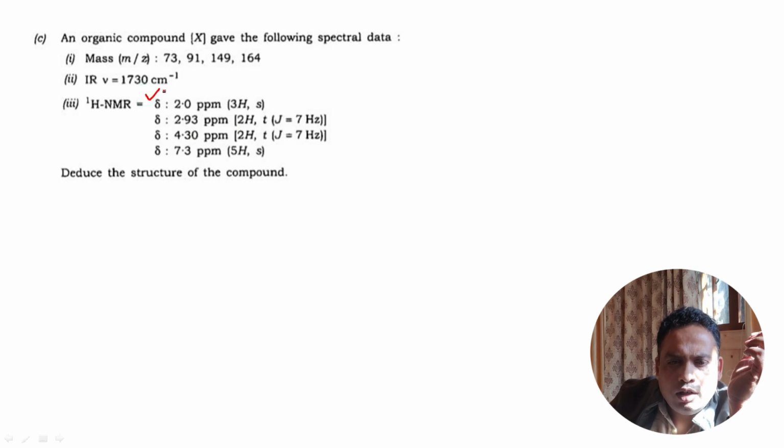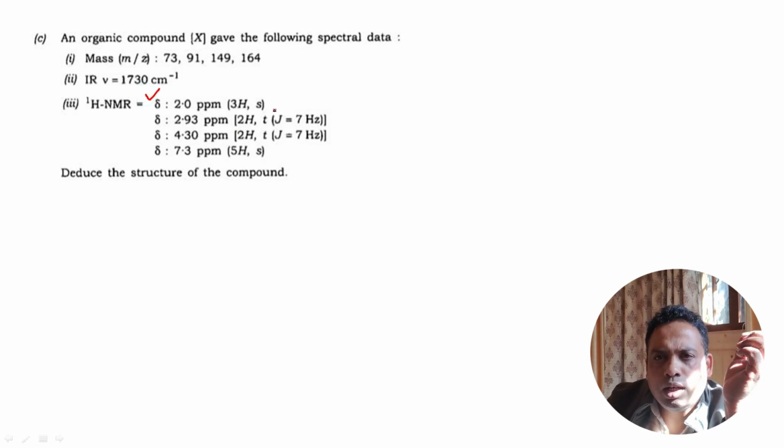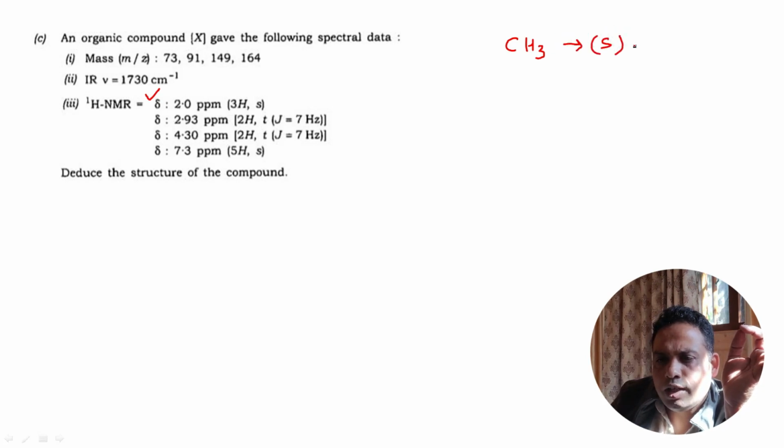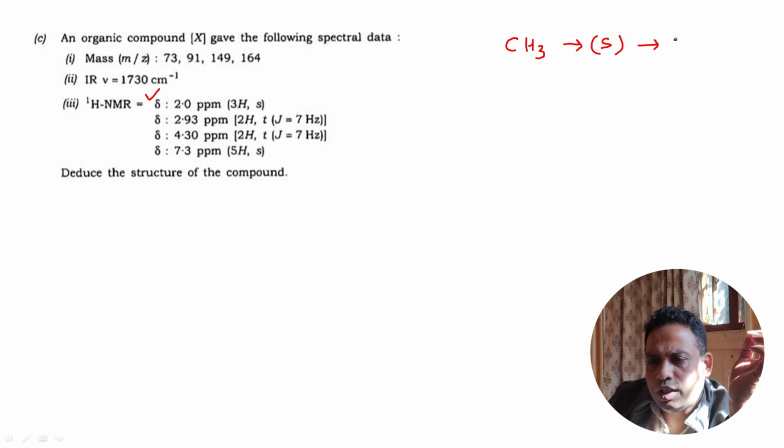First of all, you can see what is given here. Delta 2.0 ppm, you are having a singlet corresponding to three protons. So three protons are nothing but CH3, and all three hydrogens are of a similar kind, so you are getting a singlet. Basically this is the CH3 which is resonating somewhere around 2.0 ppm.